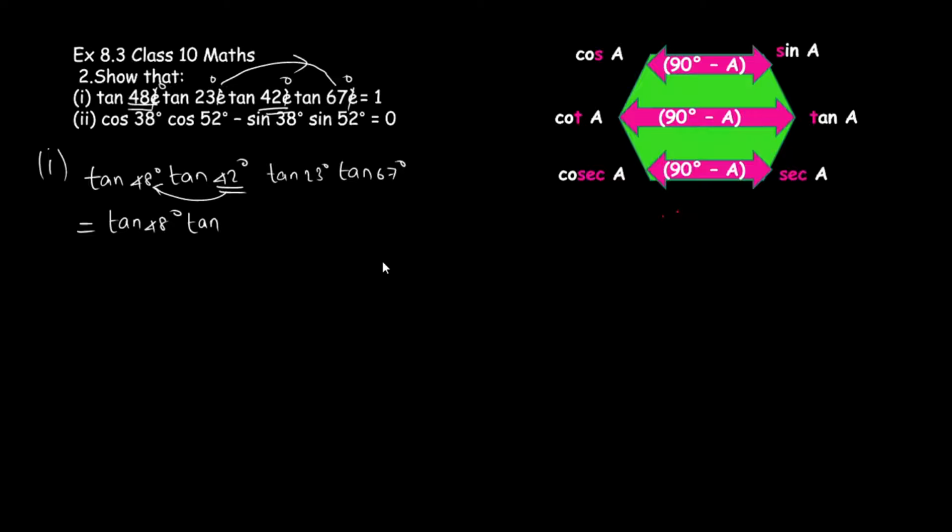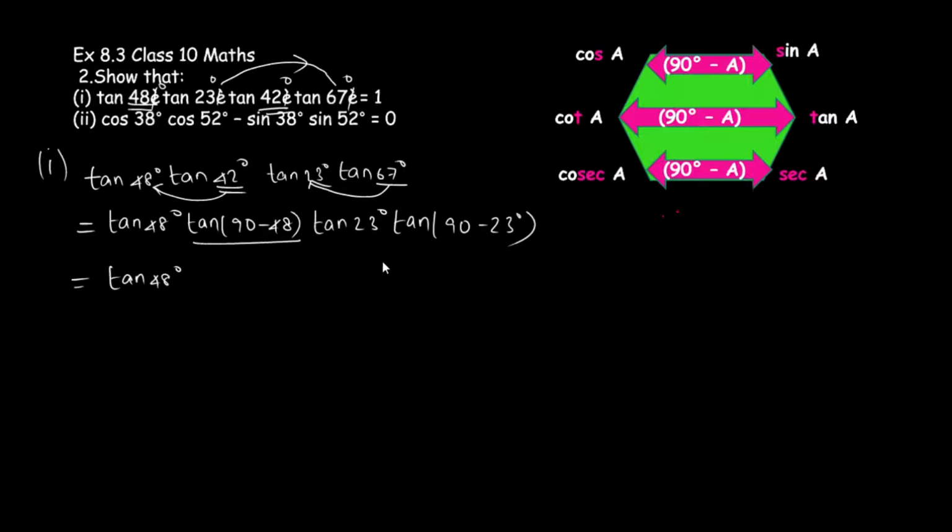Tan of 90 minus 48, and tan 23 degree. Write 67 in terms of 23, tan of 90 minus 23. Tan 48 degree, and tan 90 minus theta. What is the friend of tan? Cot, right? Tan 90 minus theta is cot theta. Therefore cot 48 degree. Tan 23 degree, and tan of 90 minus 23 is cot 23. Therefore cot of 23 degree.